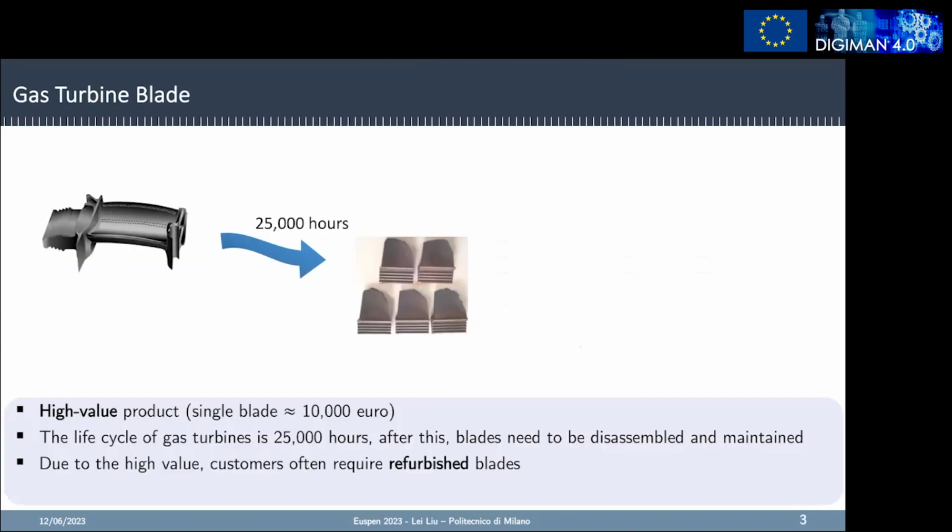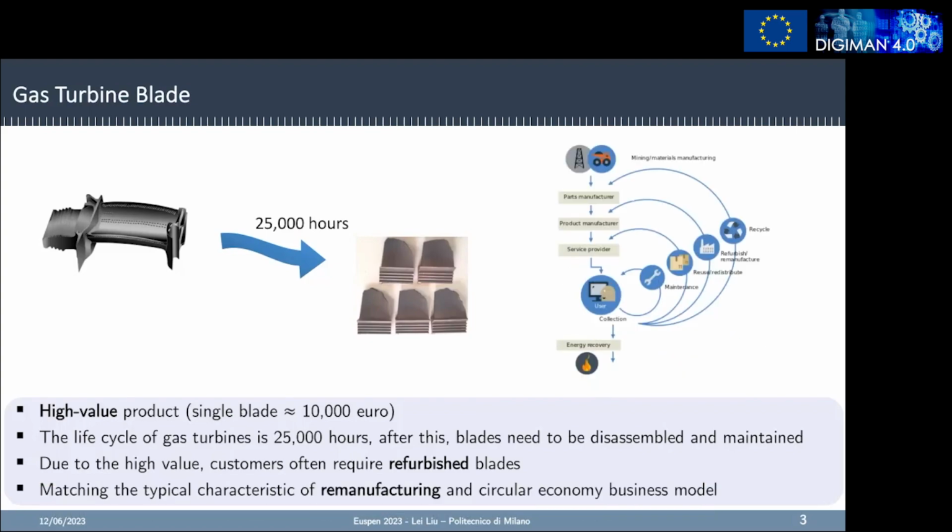Gas turbine blade is one of the most important parts inside the gas turbine, and the price of the turbine blade is really expensive. A single blade equals about 10,000 euros. And the life cycle of a gas turbine is about 25,000 hours. After this, the blade needs to be disassembled and maintained. But due to the high value, the power plants often require refurbished blades. So we can see that this matches the typical characteristic of remanufacturing and circular economy business models.